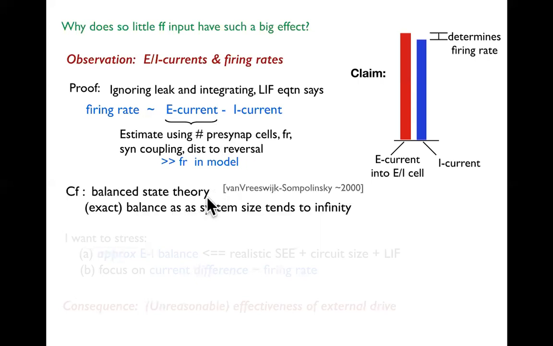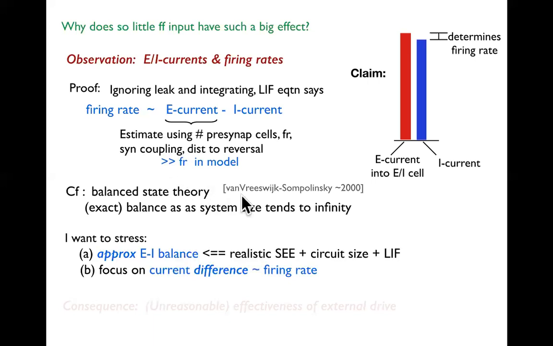Now, as you all know, there's a very well-known balanced state theory pioneered by Van Vreeswijk and Sompolinsky long before this. And they studied something more delicate. They studied the exact balance as the system size goes to infinity, and there are some other conditions. So this is a more elaborate theory. What I want to emphasize here is that without assuming anything, without taking system size to infinity, just looking at the integrate-and-fire neurons in a reasonable size circuit, you would already get approximate E-I balance.